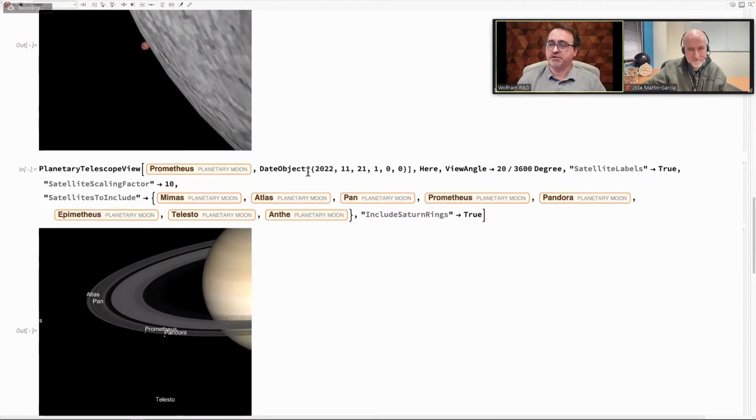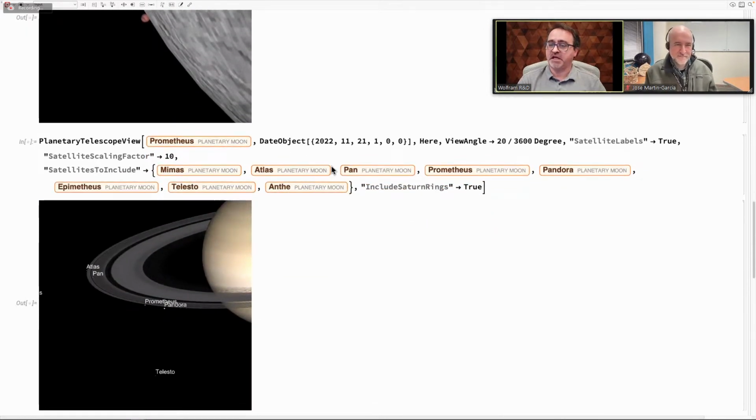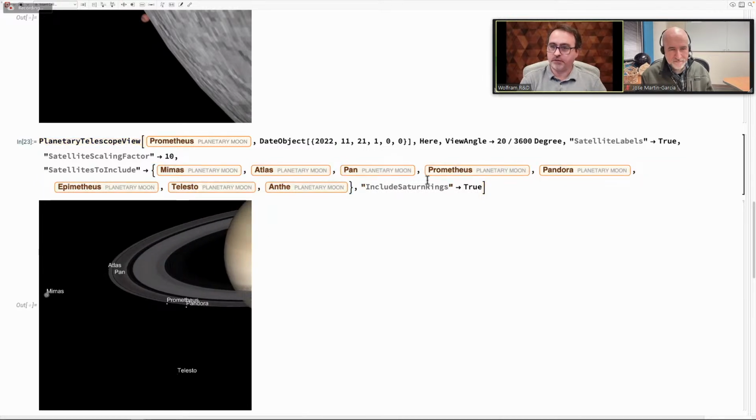Here's a case where I've zoomed in on some of the fainter moons of Saturn. So you can see I've zoomed in on the moon Prometheus, which is on the outermost edge of the rings, one of the shepherd satellites of the rings. And you can see that I've included the major moons as well. So you don't really see those too much, but I can reevaluate this here.